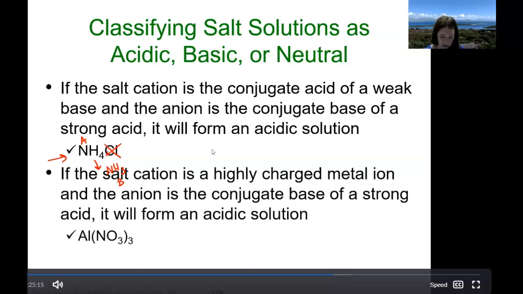The last one, and this is the one, again, you're going to use a lot in lab. If it's a highly charged metal cation, it's going to be acidic. This, again, this comes from HNO3. Doesn't matter. pH neutral. Not going to use it. Okay, let's do the last one.